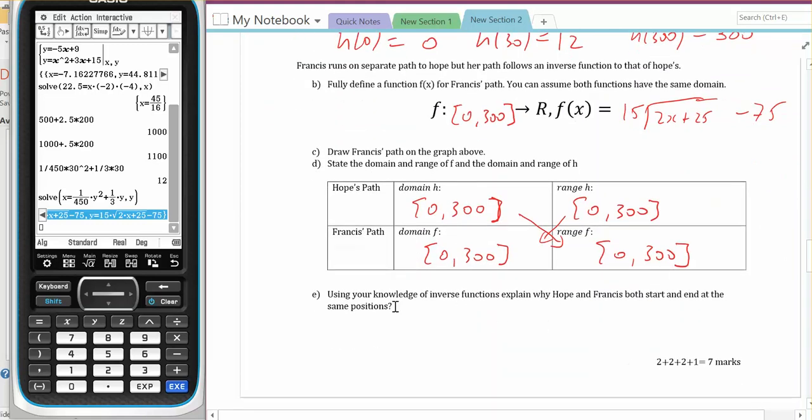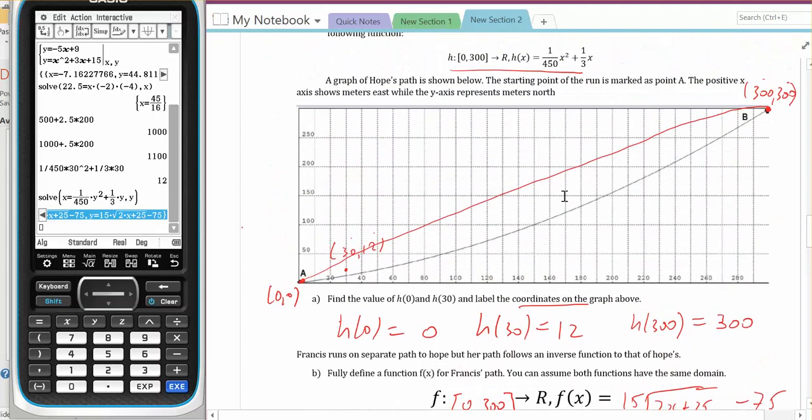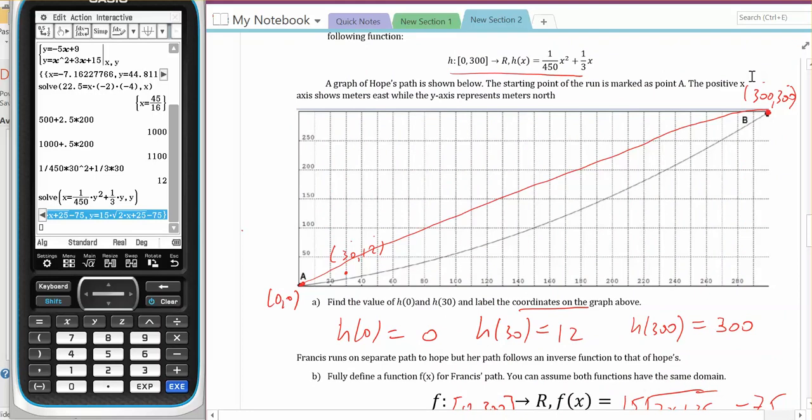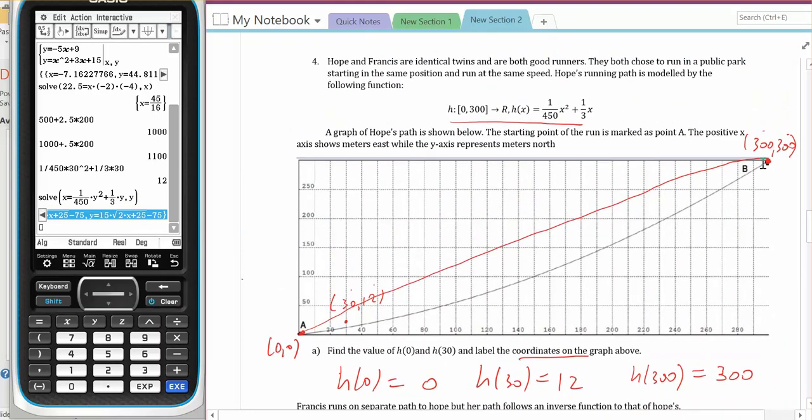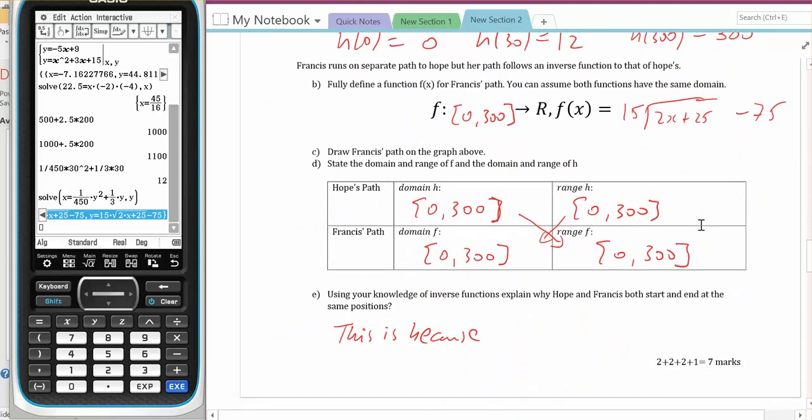Using knowledge of the inverse function, explain why Hope and Francis both start and end at the same position. So this is because, think about it, if you look at Hope's path, we know the endpoint is (300, 300). Since we're finding the inverse function, we know (300, 300) would lie on the line y equals x, and so does (0, 0). So if I ever get a coordinate where x and y are the same, then I know the inverse will intersect at that point. So you have to just articulate that.